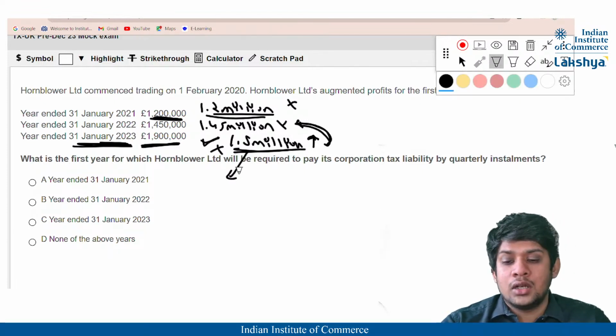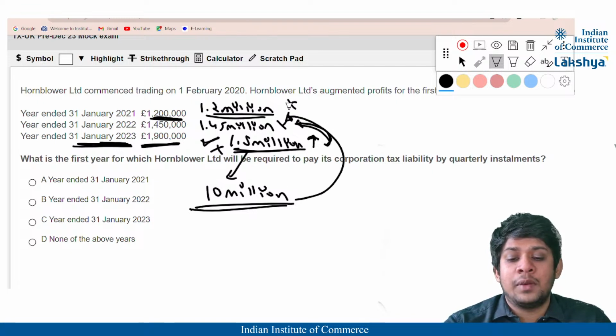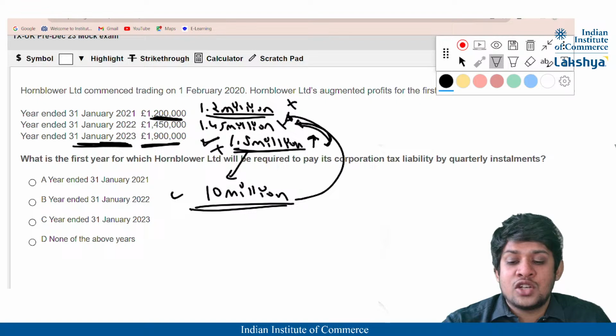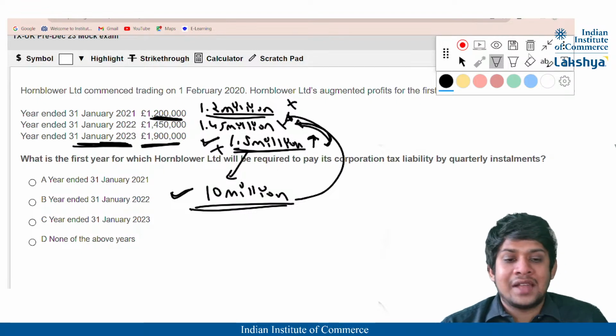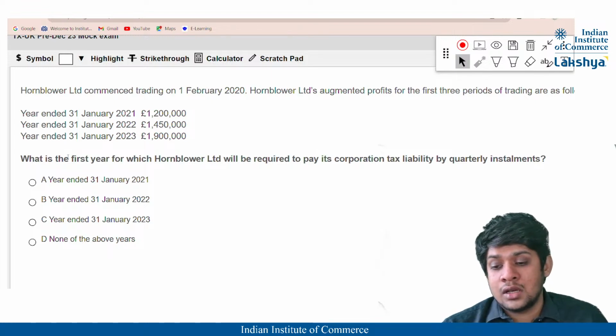Always remember, during the year, if she has exceeded 10 million augmented profits, then even if she was a large company in the previous year or not, it does not matter. Directly she'll be considered a large company for this year. But for that she should exceed 10 million for this year, and that she has not exceeded. So anyhow she is not a large company for this year.